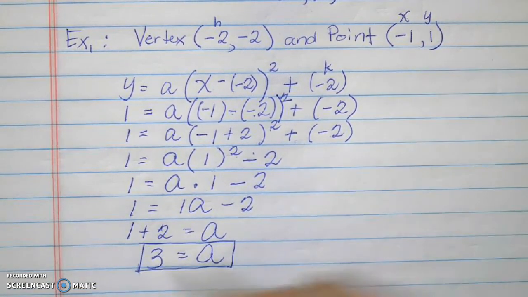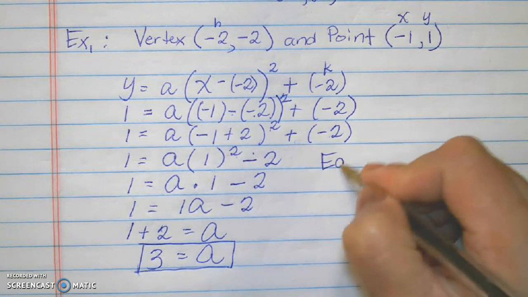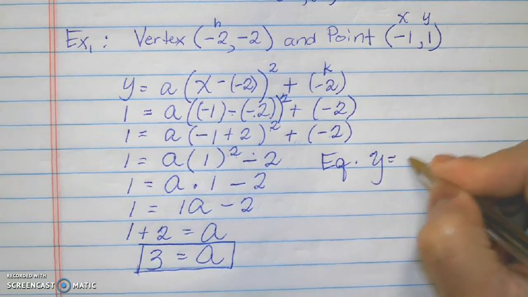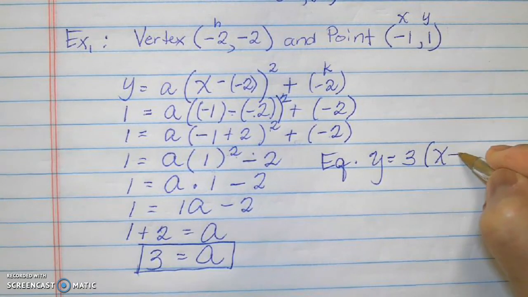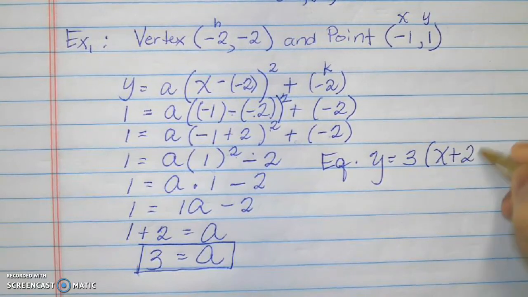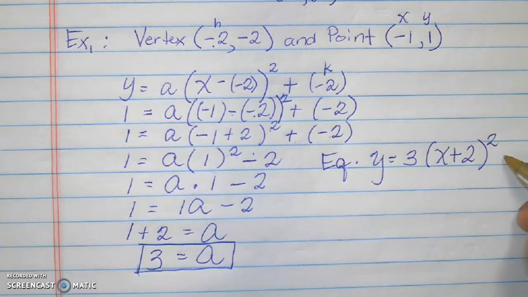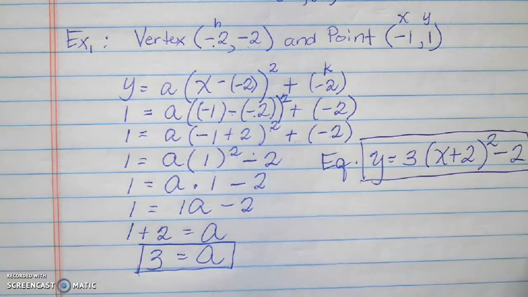After you have the a being 3, we now have our equation, which would look like this. That came from the h right there, and squared, that is your k. So this is our equation. So let's try to graph this. So the graphing would look like this.